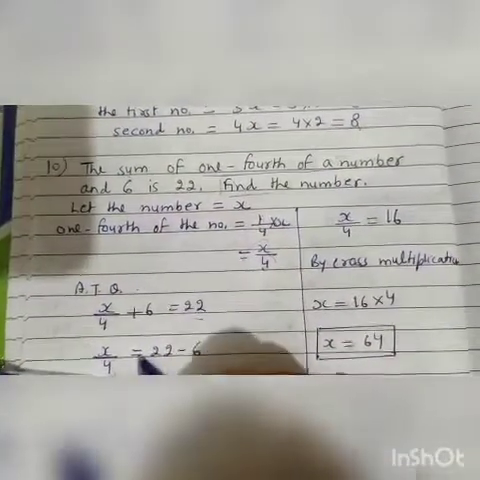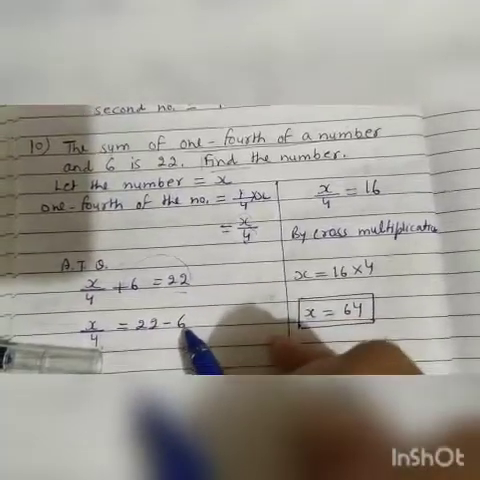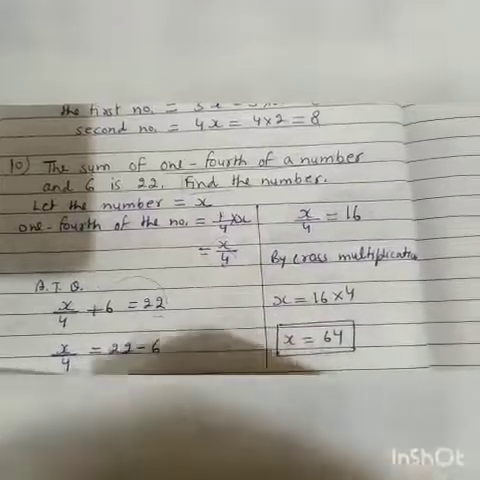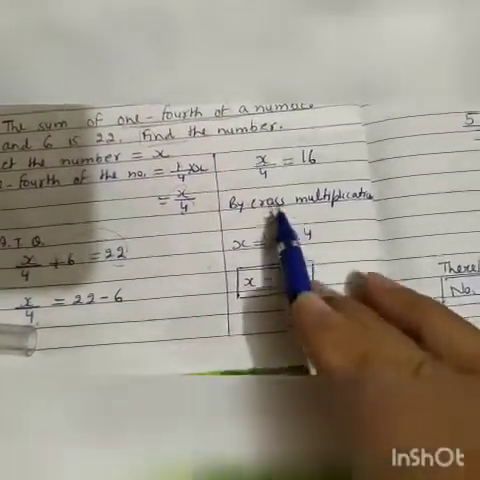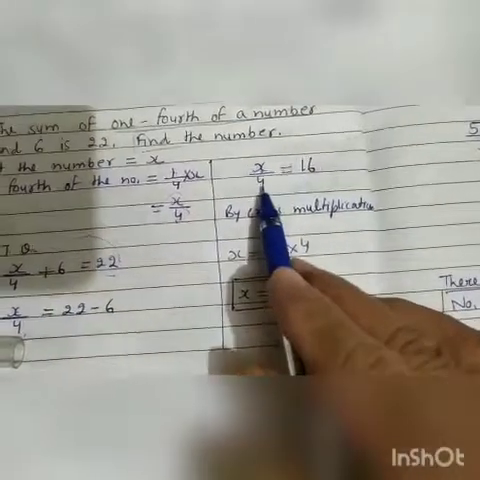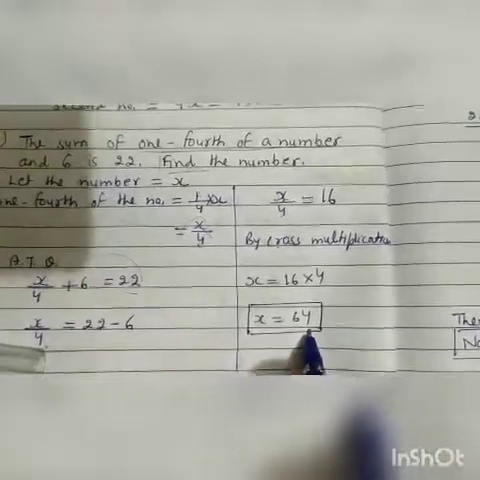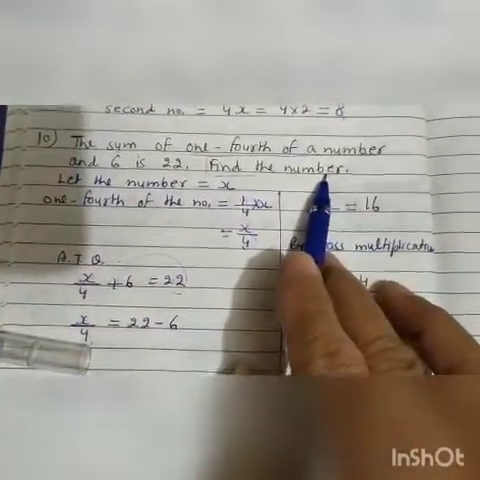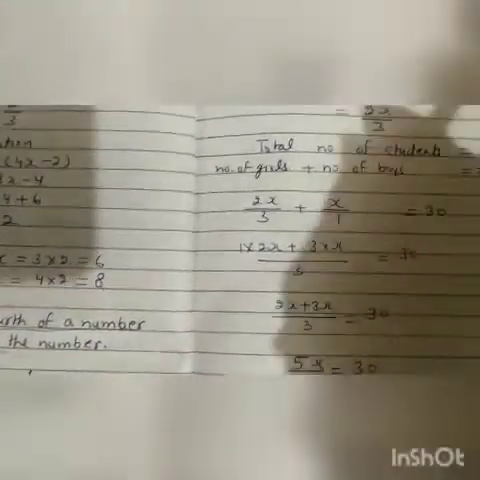Now this X upon 4 plus 6 is equal 22. Take this plus 6 from left hand side to right hand side, minus 6. Then X upon 4 is equal 22 minus 6, 16. Then by cross multiplication, X is equal 4 into 16. X is equal 64. So therefore number is equal 64. Now come to next question. Question number 11.